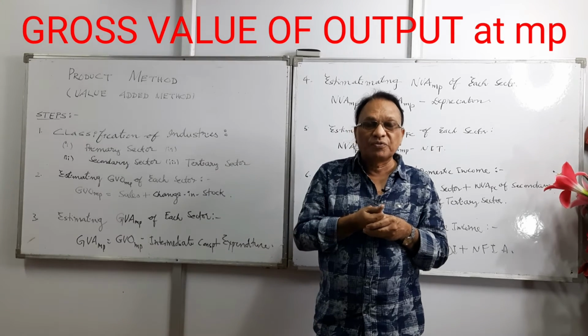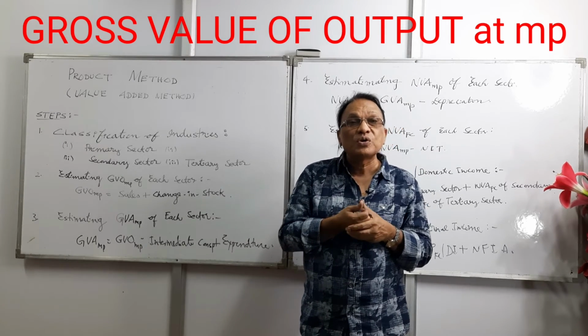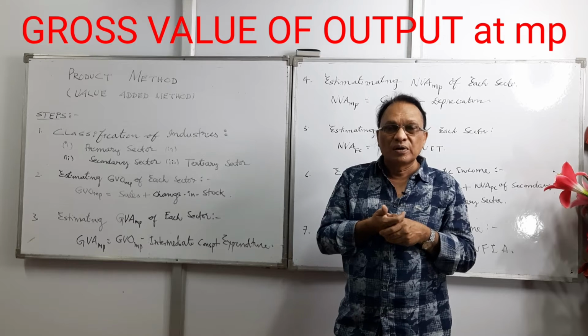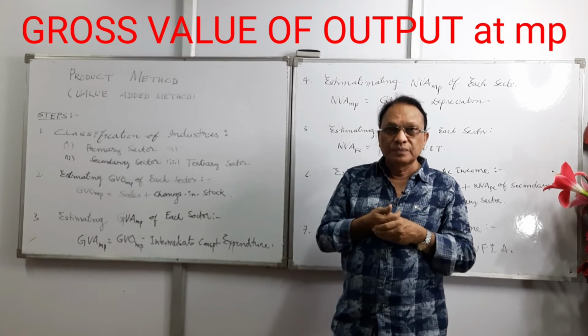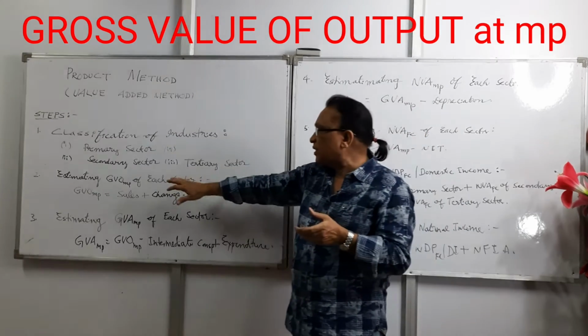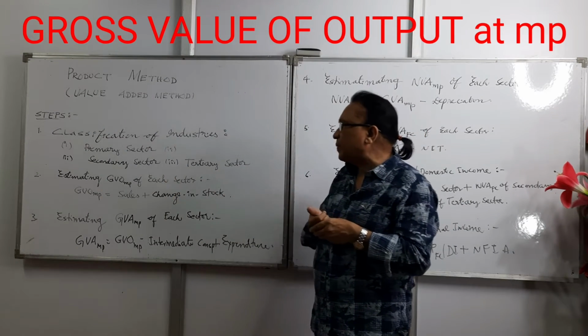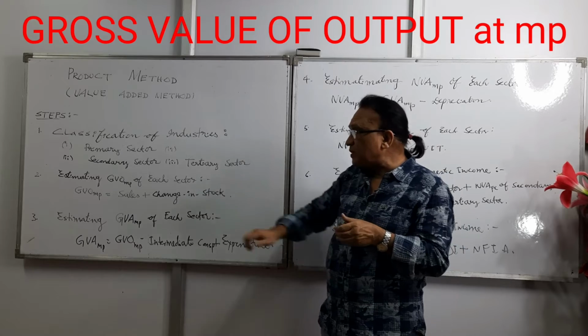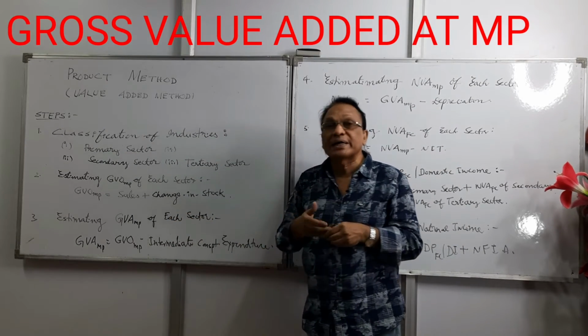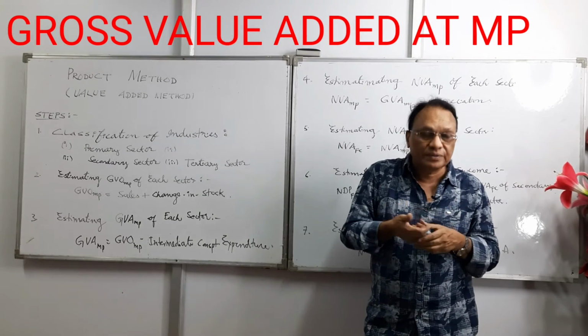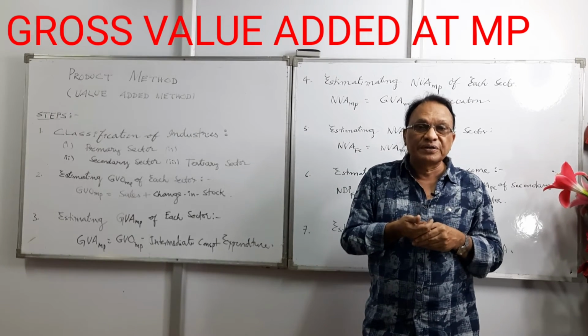That is the gross value of output. Gross value of output is equal to sales plus change in stock, or quantity produced, units into price. So the second step is estimating gross value of output at market price. The third step is estimating gross value added at market price of each sector. That's primary, secondary and tertiary sector.